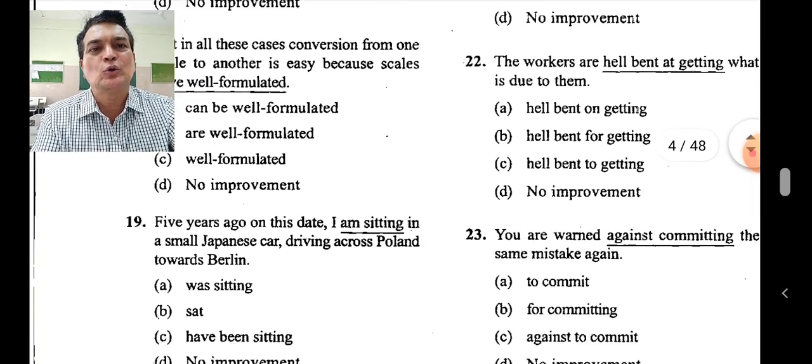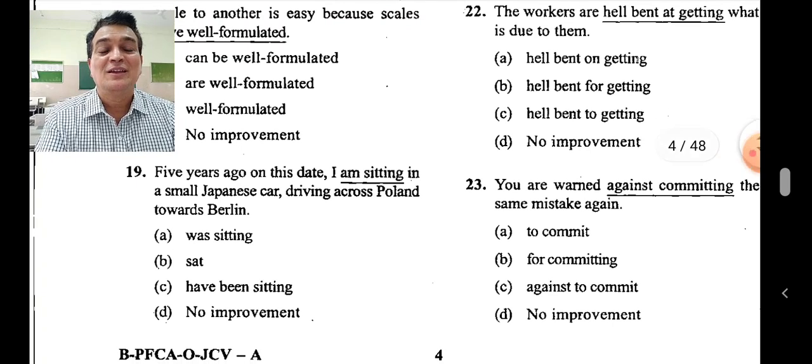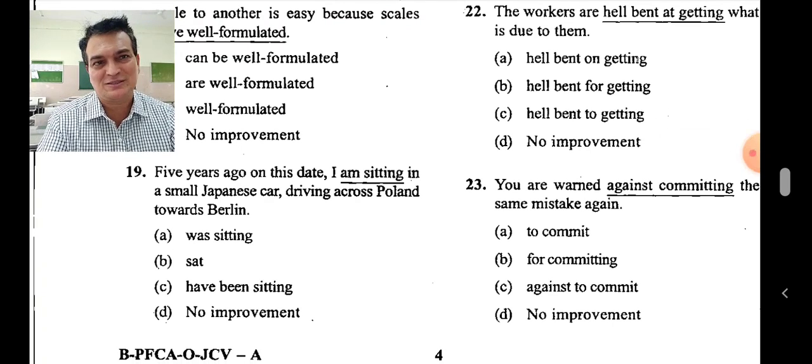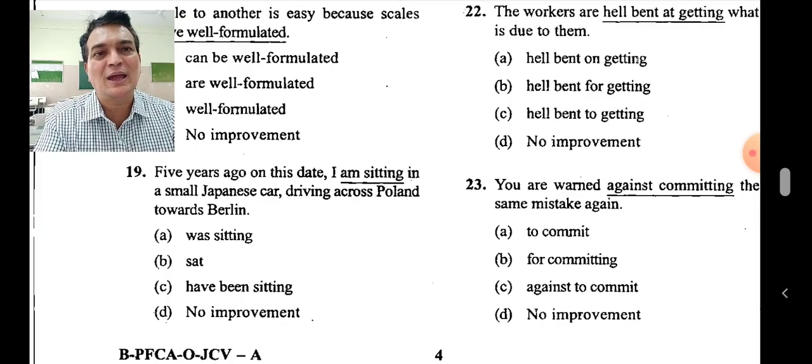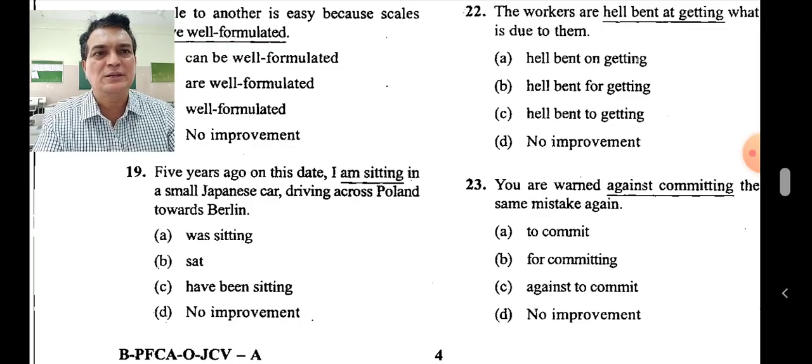Five years ago on this date. Five years ago, past tense, and definite past is there. So therefore, what should be the tense form there? I am sitting, I was sitting. So E is the right answer. Five years ago, yesterday. In that case, what should be there? Simple past tense should be there. I was sitting. So that is the right answer.